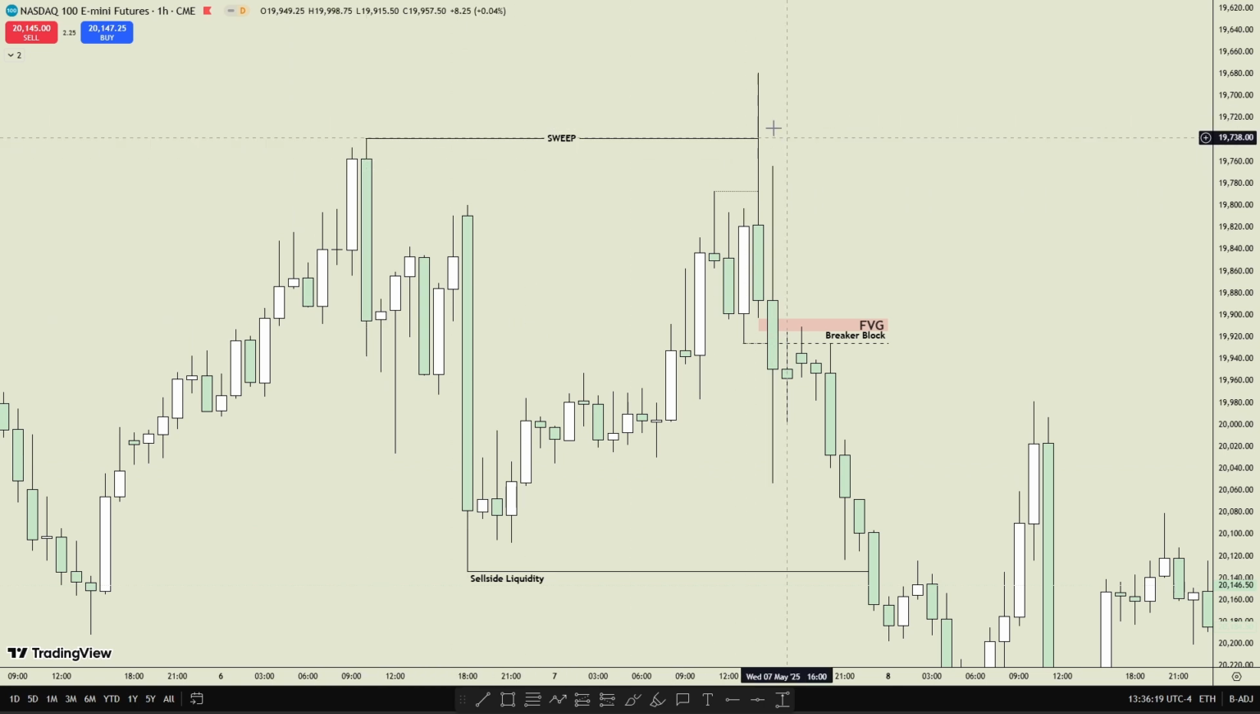We've got our sell side liquidity sweep, higher time frame. We've got a high, low, higher high, lower low, retracement back to the breaker, and we filled an hourly fair value gap, and then we've had our raid on sell side liquidity. So this would have been perfect.